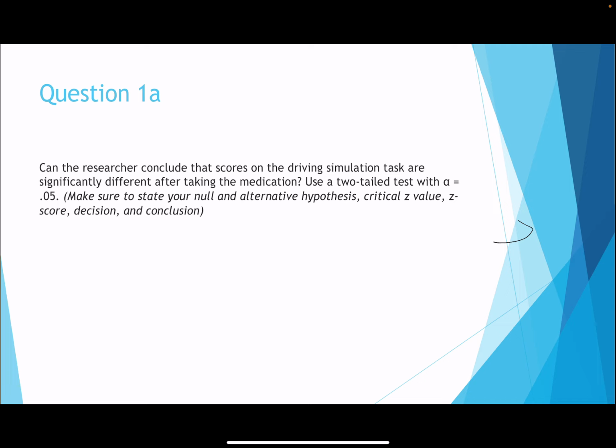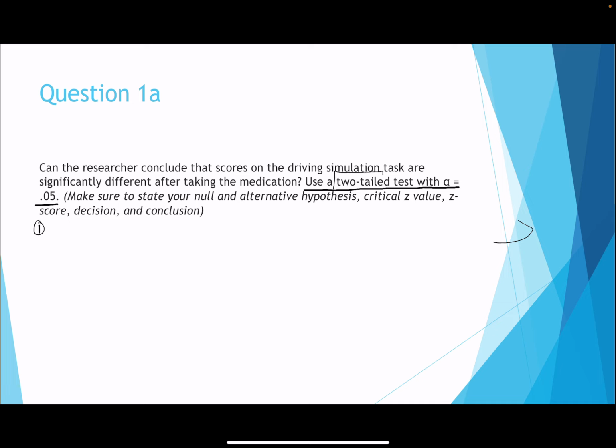So on the very first portion, it says, can the researcher conclude that the scores of the driving simulation task are significantly different after the medication using a two-tailed test at alpha of 0.05? So we're going to make sure that we state our null hypothesis, alternative hypothesis, critical z-value, our z-score, our decision, and our conclusion. So first off, let's start off with our null hypothesis and our alternative hypothesis.